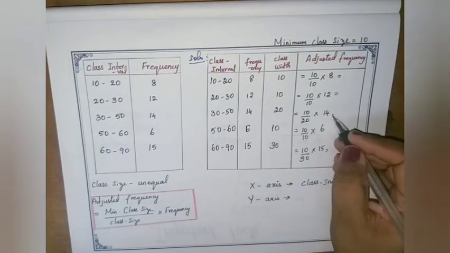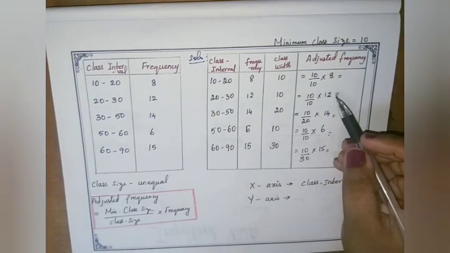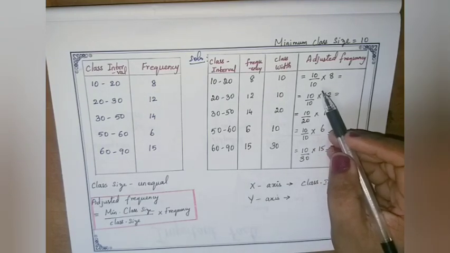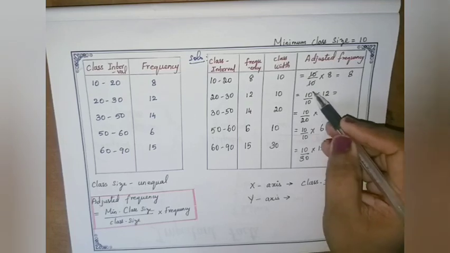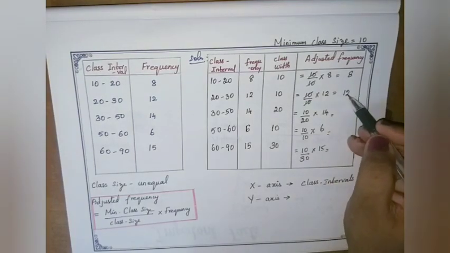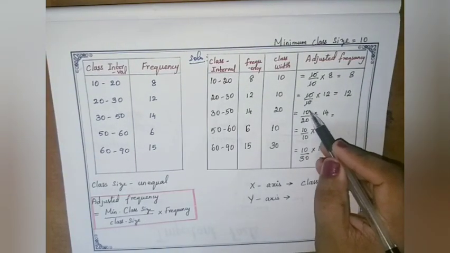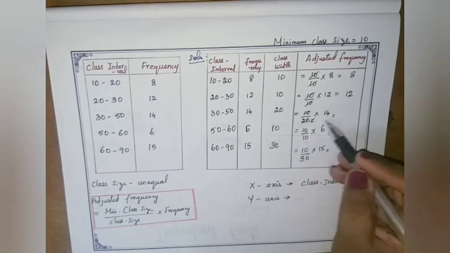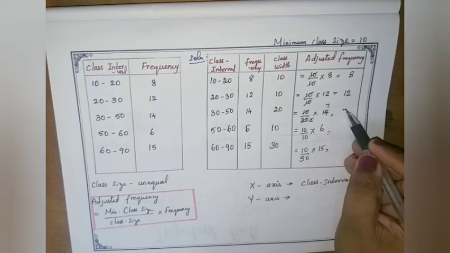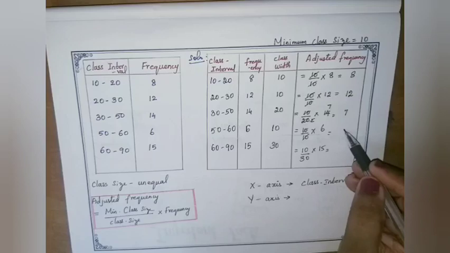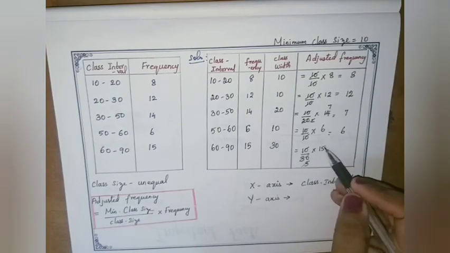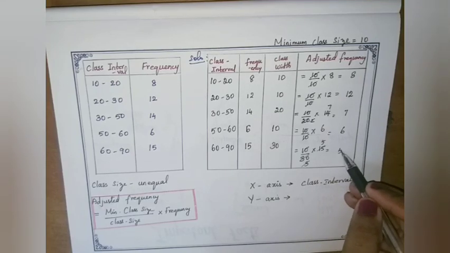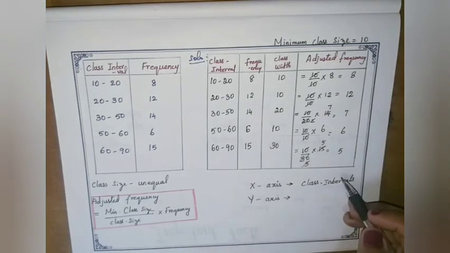Now you can simplify and write the adjusted frequency. If you do here, 10, 10 get cancelled and you will get 8. 10, 10 get cancelled and you will get 12. Here you will get 2 and it becomes 7. And here 10, 10 get cancelled and 6. Here you will get 3 and it becomes 5. So 5. This is the adjusted frequency.